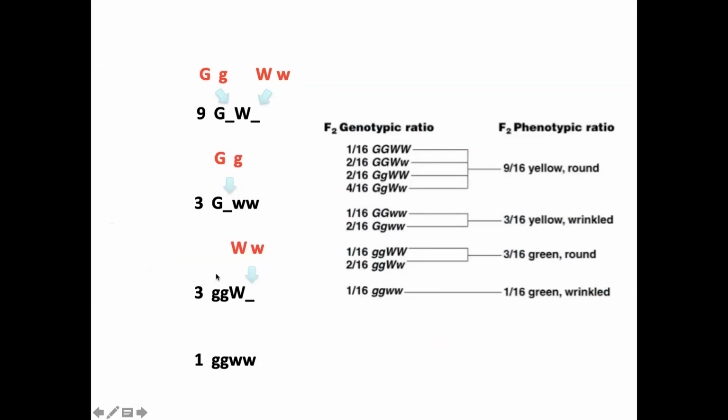Same thing down here for this phenotypic class. 3/16 are going to be recessive for G. You see homozygous recessive for G for these 2 genotypes, and for the W gene, these 2 genotypes all have big W, and the second allele can be either big W or little w. And then lastly, the last phenotypic class is going to be homozygous recessive for both G and W, and so phenotypically, it's going to be recessive.